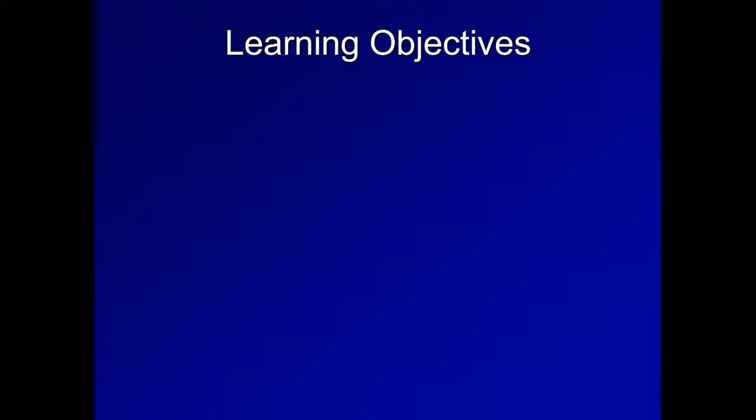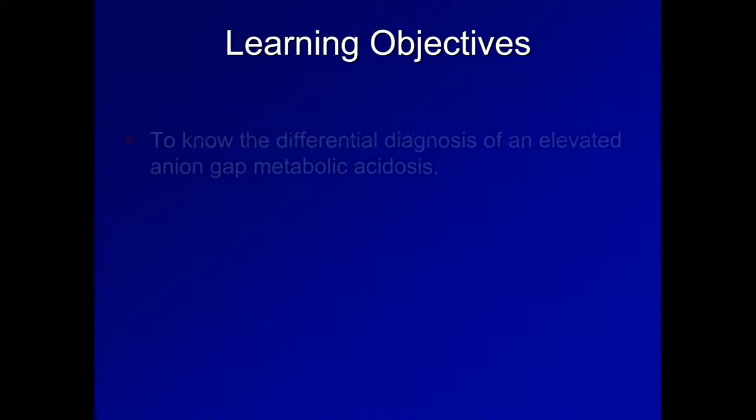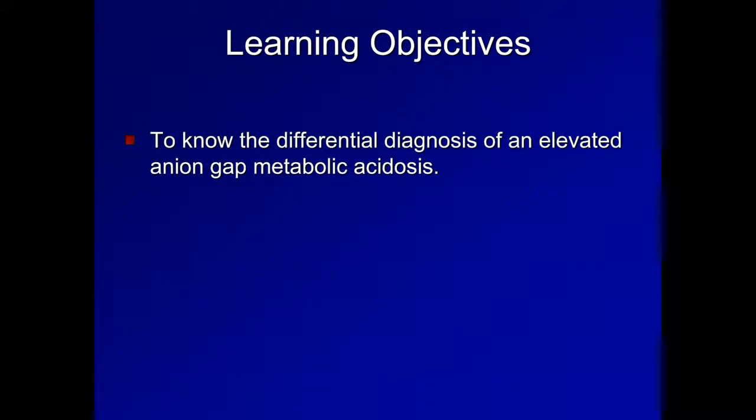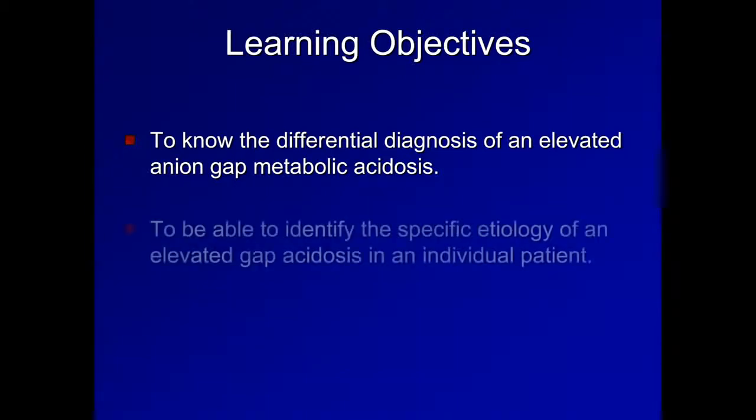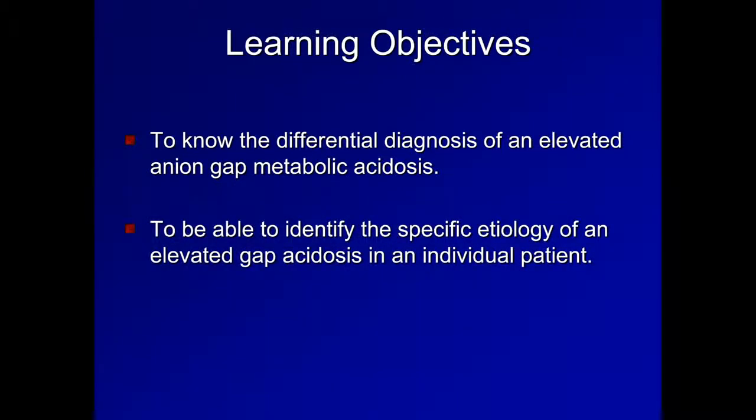The specific learning objectives of this lecture are to know the differential diagnosis of an elevated anion gap metabolic acidosis and to be able to identify the specific etiology of an elevated gap acidosis in individual patients. For details on how the anion gap is measured and how to identify the presence of an elevated gap metabolic acidosis, please review Lecture 5.